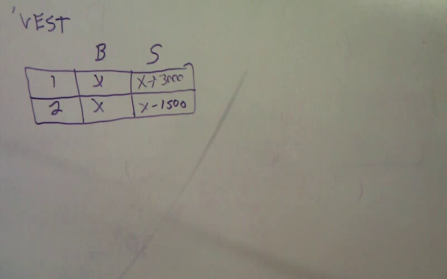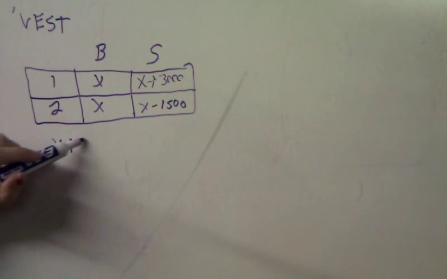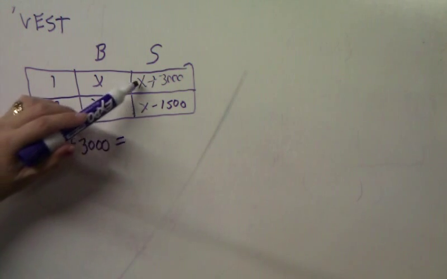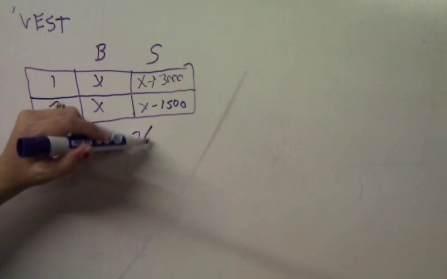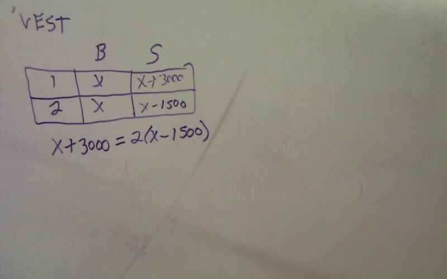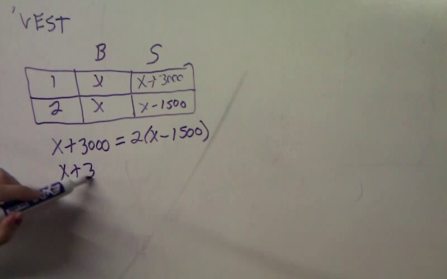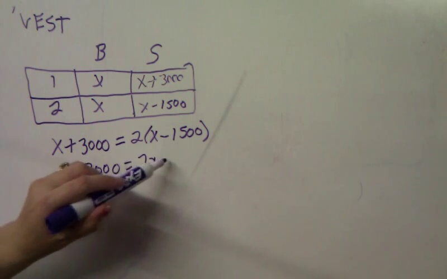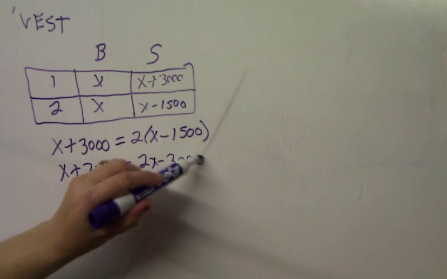So what is my equation? Receiving twice as much for the first as for the second. So the first one, X plus 3,000 equals, they said that this was twice as much as that. So I'm going to put 2 times X minus 1,500. Now let's take care of our parentheses. X plus 3,000 equals 2X minus 3,000.